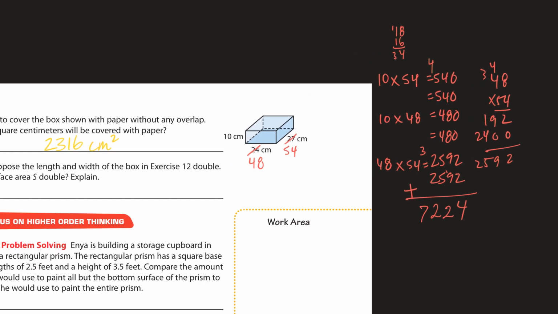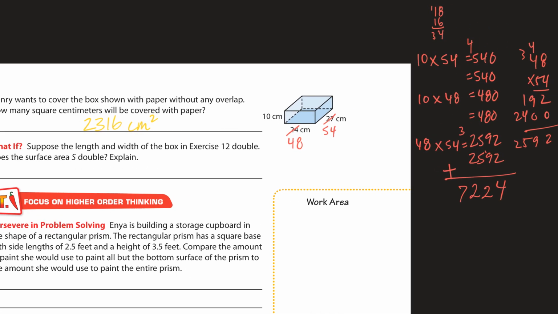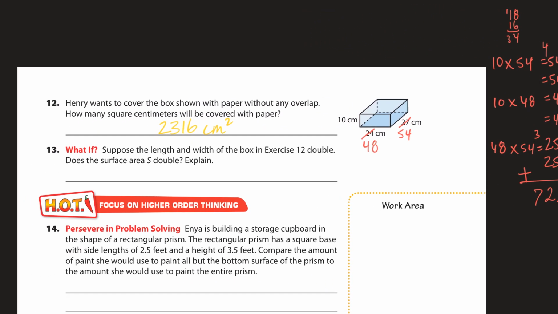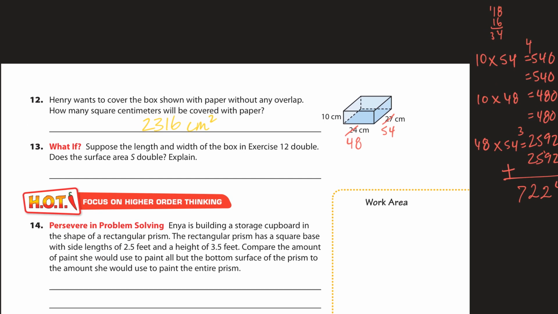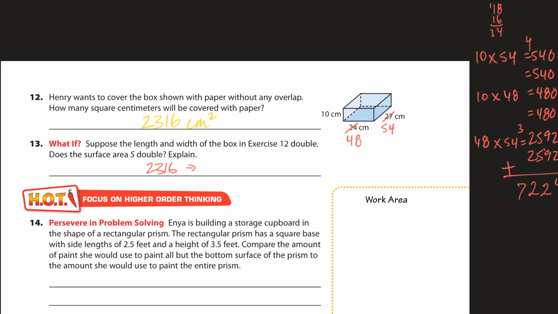So the question then is, will the surface area double? Well, our original surface area was 2316, and then the new surface area was what? 7224? I hope it was 7224. So from 2316 to, oh boy, 7224. No, that's almost 4 times the size. That's at least 3 times the size. So, no, it is more than 3 times the size.